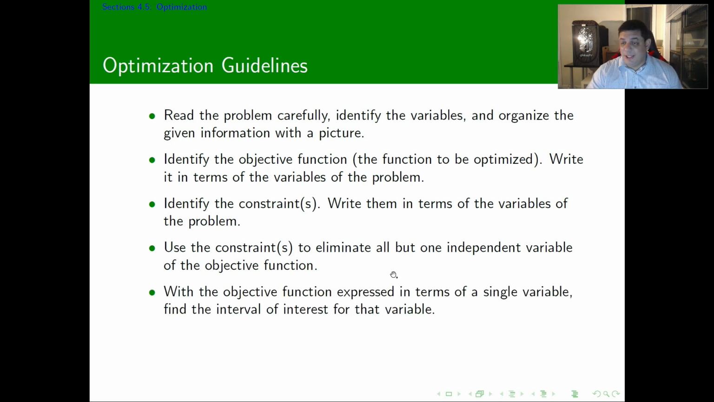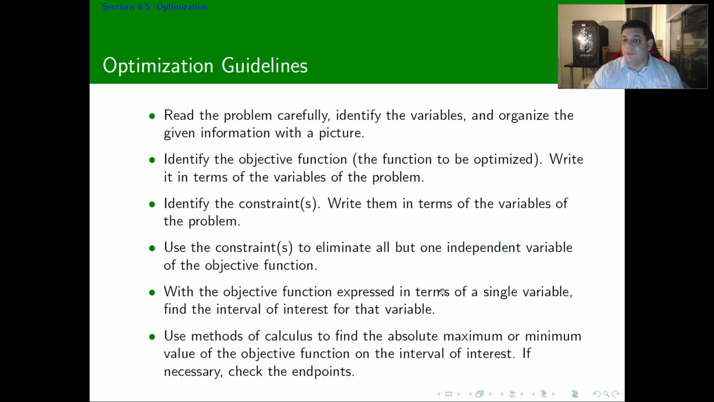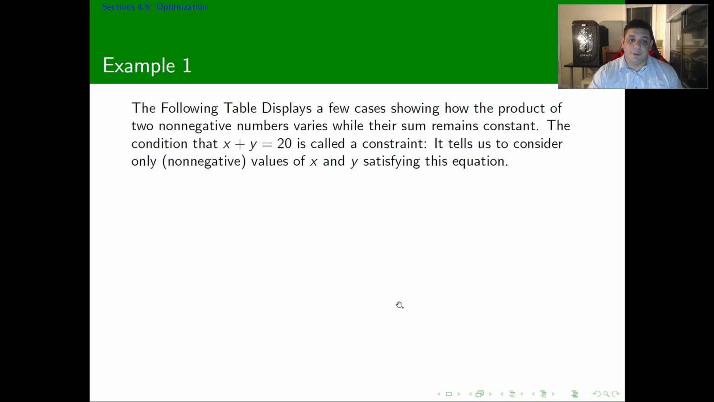Then after that, being a one variable function, we're going to express the function in terms of that single variable in a given interval that we are interested in. We're going to use methods of calculus to find the absolute maximum or the absolute minimum of the objective function. If necessary, we're going to check endpoints in case the interval is closed, or we check for critical points. Now, let me give you an example of that going on.